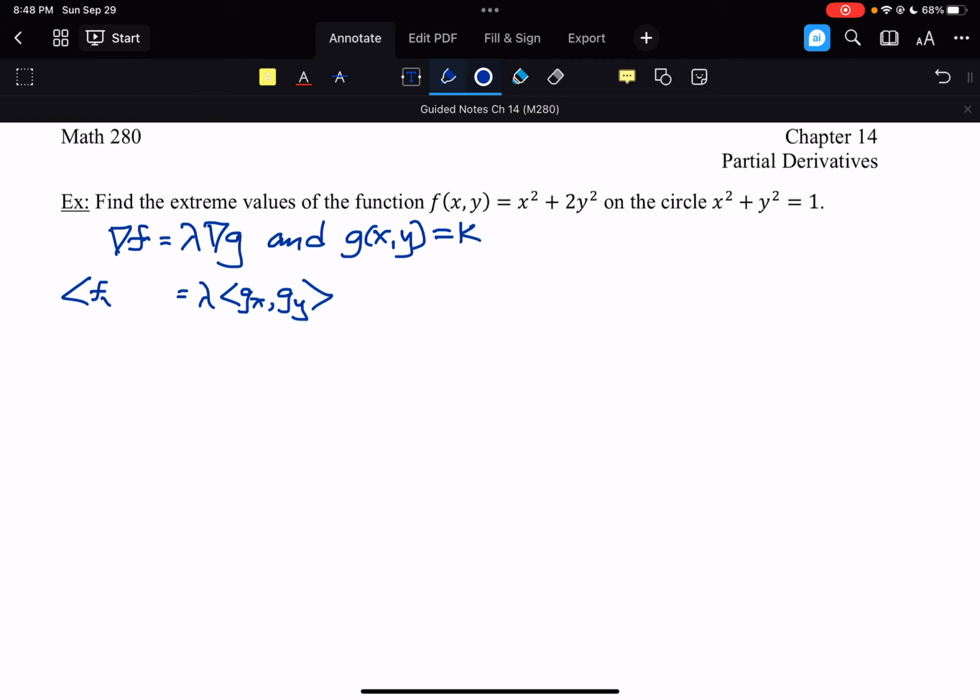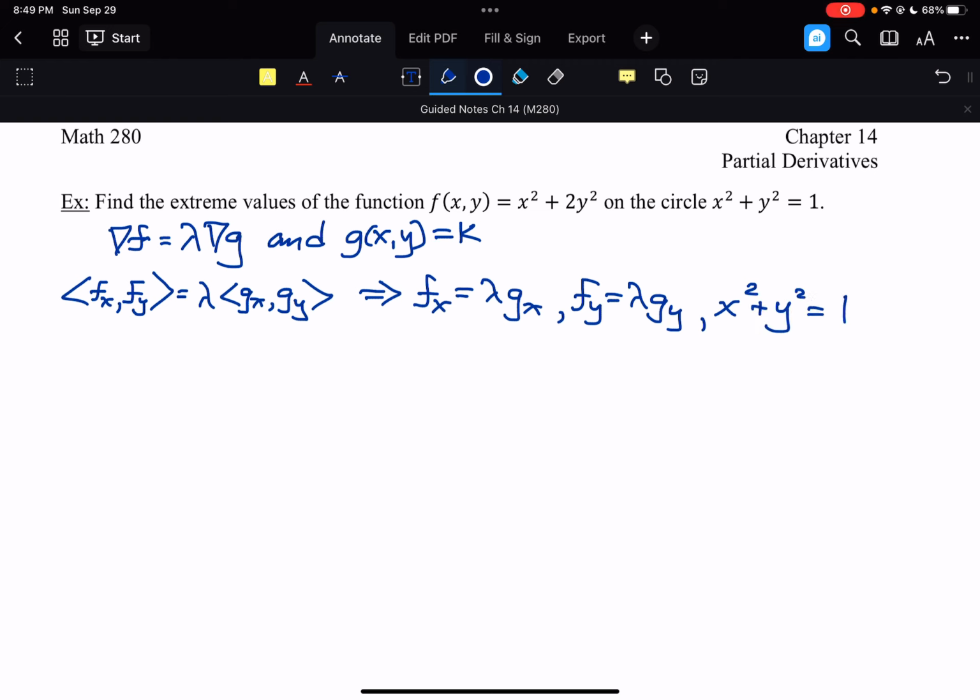So we'll do similarly to what we did last time. We're going to equate the corresponding pieces. So we'll have fx equals lambda gx, fy equals lambda gy, and the constraint is x squared plus y squared equals 1. And again, you can always tell what the constraint is because it's the one set equal to a constant.